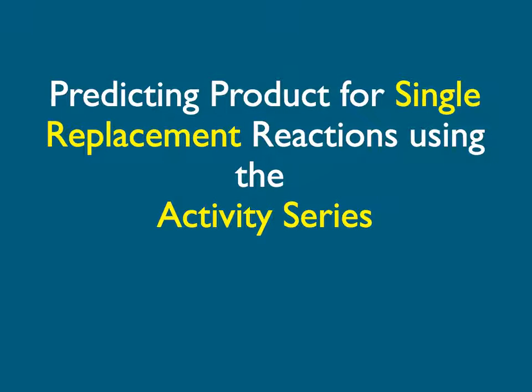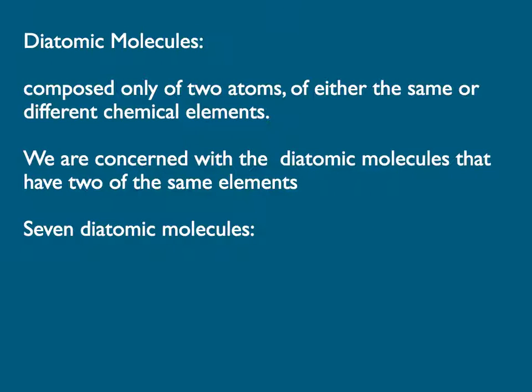This video is about predicting products for single replacement or displacement reactions. Sometimes it's called either one, replacement or displacement, using the activity series. Okay, first, before we actually begin talking about how to predict products, we need to look at what a diatomic molecule is, because this will be real important in writing reactions.